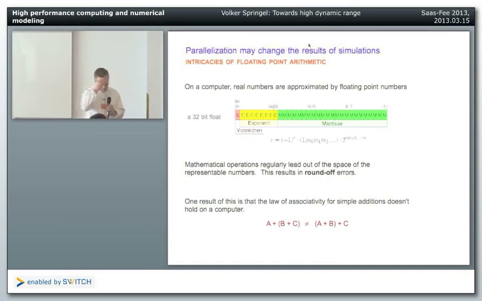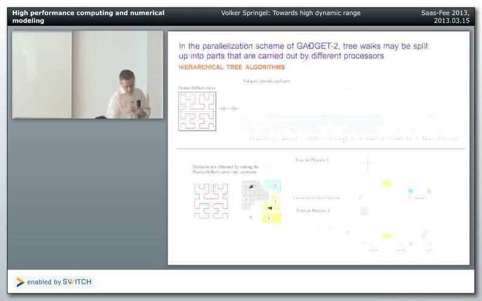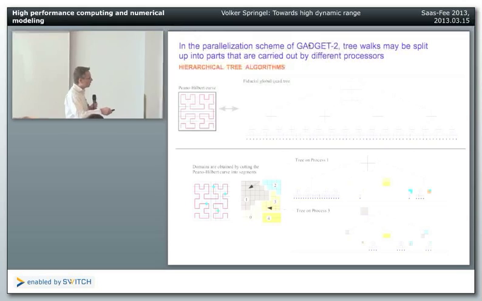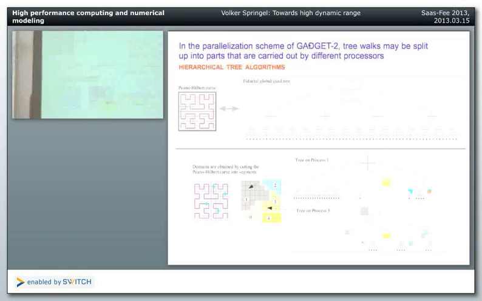And this breakdown of the law of associativity has severe consequences for parallelization, because, for example, I want to illustrate this here with the tree code in a distributed fashion. So here we have our large tree, and in this particular example, the tree is decomposed with the help of a Peano-Hilbert curve, but it could also be done differently, it doesn't matter. Ultimately, you have, say, 5 domains here. These domains have different parts of the full tree.